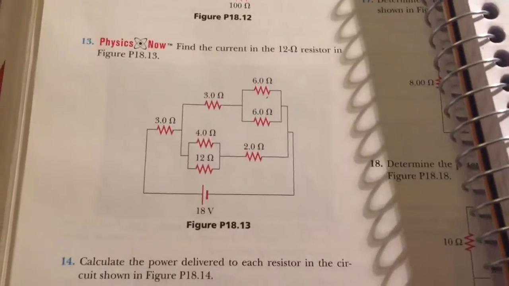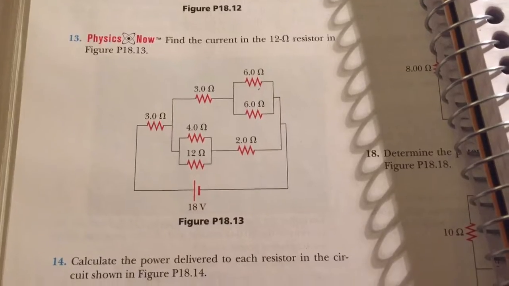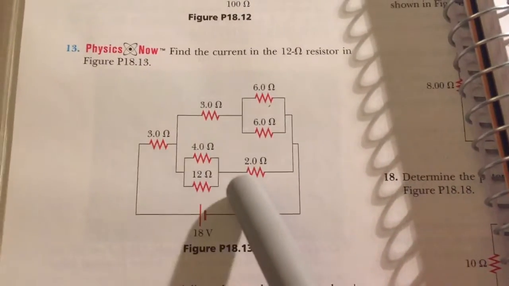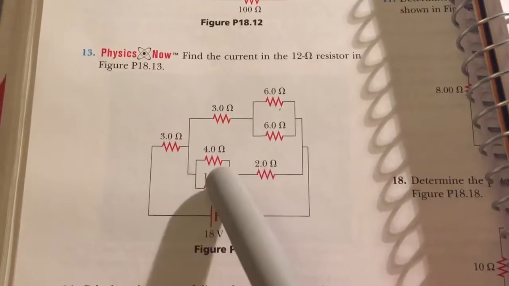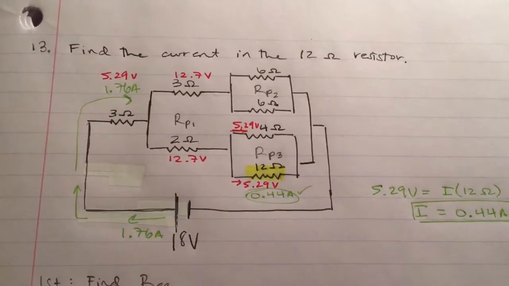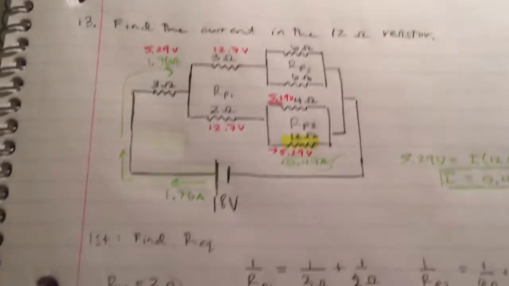So number 13 from chapter 18 says, find the current in the 12 ohm resistor in the figure. And I redrew it just to show that these two resistors are in a separate parallel from these two resistors in the circuit. So here's the redrawn figure. And we need to find the current that's in this 12 ohm resistor.